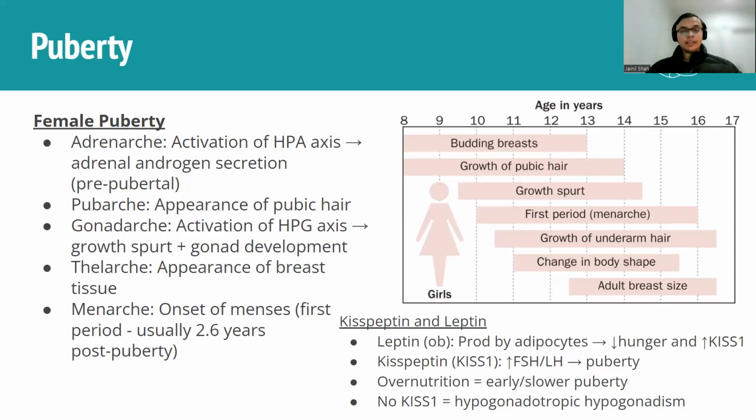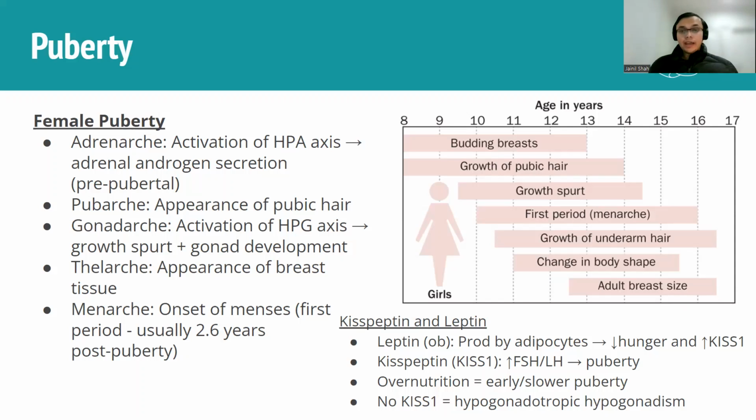So it's important to know that menarche means the onset of menses. So it's the first period, and it's usually 2.6 years after puberty, although that age is coming down over time because one theory is that the more nutrition and the better conditions that we have, menstruation is able to occur at a much earlier age. And one reason for that is explained by the kisspeptin and leptin pathways.